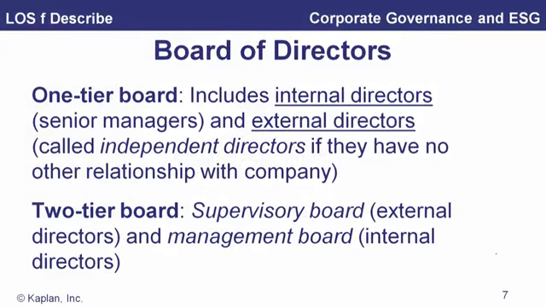With a 2-tiered board, there's a supervisory board of external directors and a management board of internal directors. And they can get together, but they also are separated so that management doesn't have undue influence on the decisions of the board. Because remember, one of the jobs of the board is to manage the senior managers.